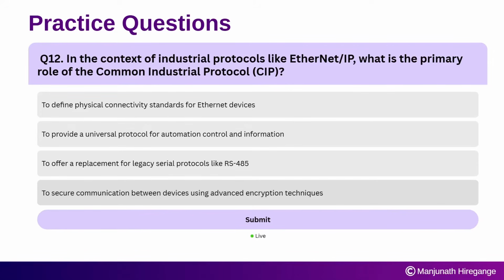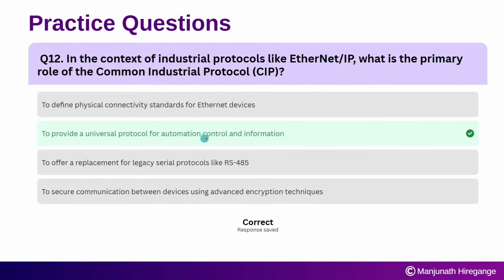What is the right answer? So the correct answer is to provide a universal protocol for automation control and information, because CIP, the Common Industrial Protocol, is designed to support your industrial automation needs by enabling real time control and data exchange over networks like Ethernet over IP.